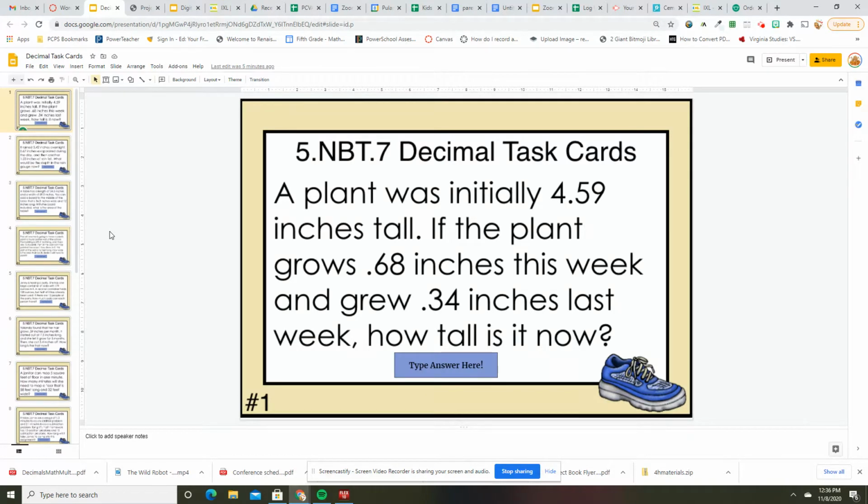All right, let's think about what we need to do here. We have 4 and 59 hundredths. That's how much the plant was initially. Initially means at the beginning. And the plant grew 68 hundredths inches this week and grew 34 hundredths the week before. How tall is it now? So we're going to add 68 hundredths plus 34 hundredths.